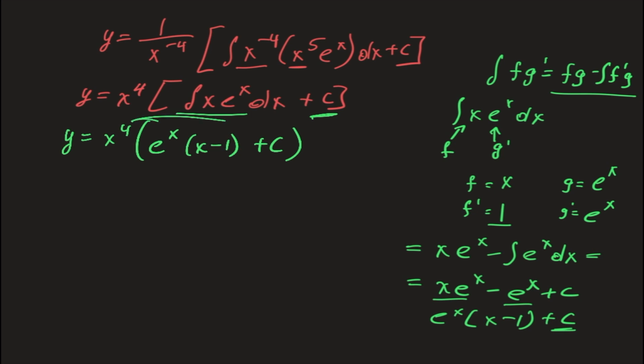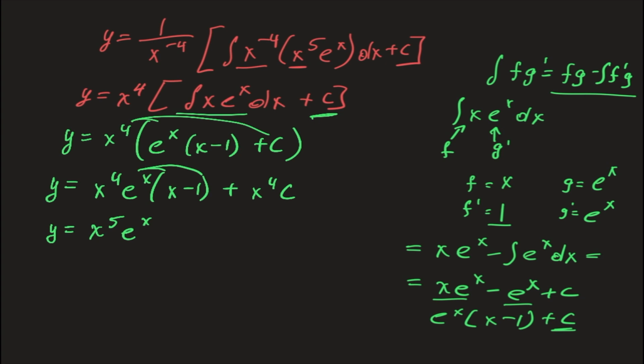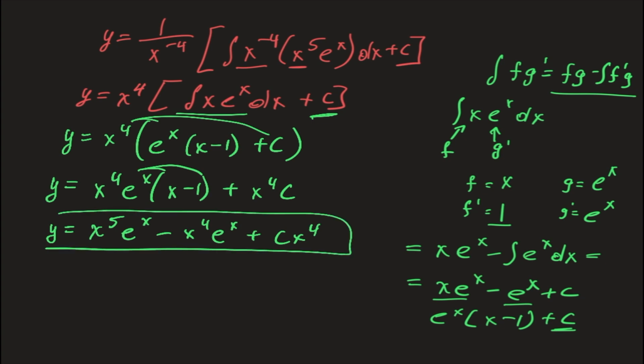I can distribute, giving me y is equal to x to the fourth times e to the x times x minus 1 plus x to the fourth c. And you can again distribute through this parenthesis, kind of make it look a little better, giving us x to the fifth e to the x minus x to the fourth e to the x plus c x to the fourth. And that's what we have here.